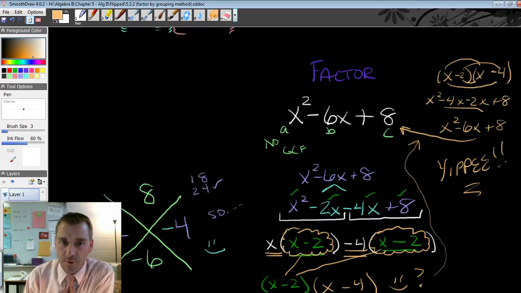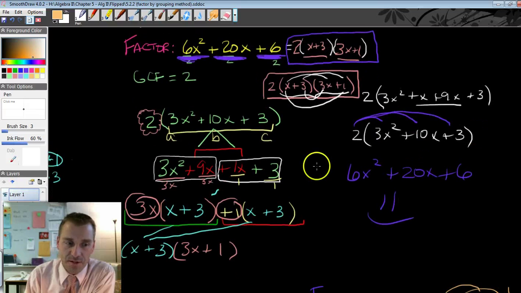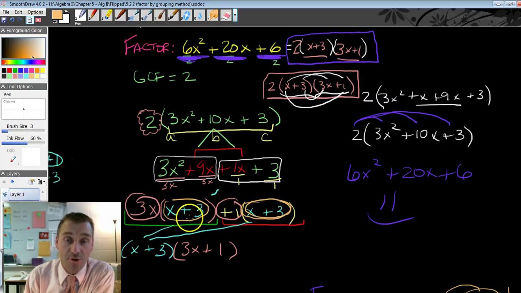I'll go back to the first example. Same thing up here. Notice this. The things in parentheses were exactly the same. They have to be. If they're not the same, then you did something wrong.